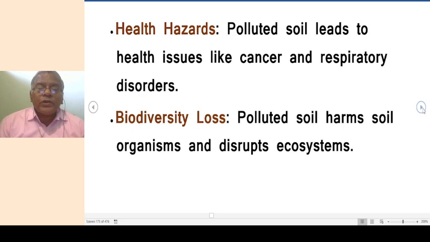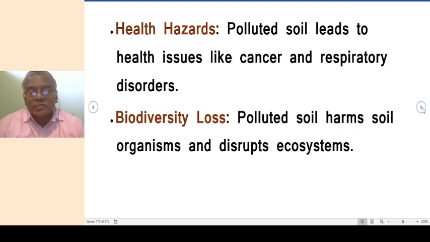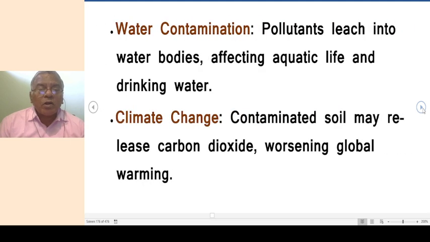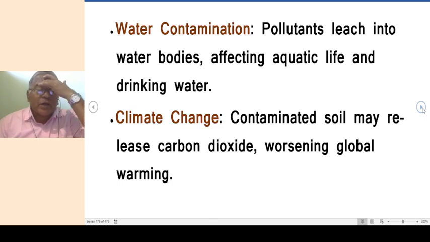Health hazards. Polluted soil leads to health issues like cancer and respiratory disorders. Biodiversity loss. Polluted soil harms soil organisms and disrupts ecosystems. Water contamination. Pollutants leach into water bodies, affecting aquatic life and drinking water. Climate change. Contaminated soil may release carbon dioxide, worsening global warming.